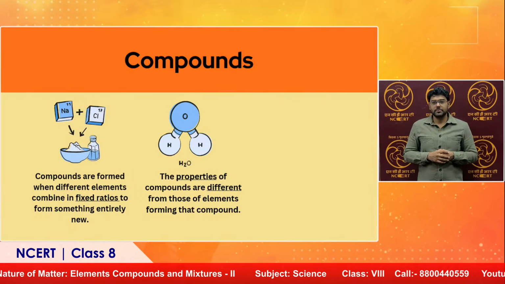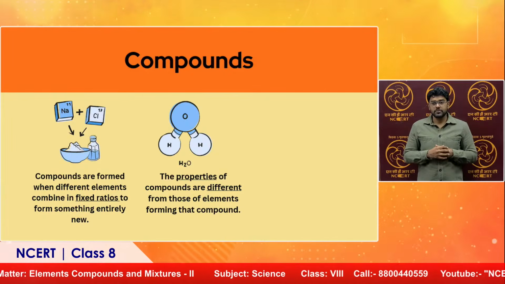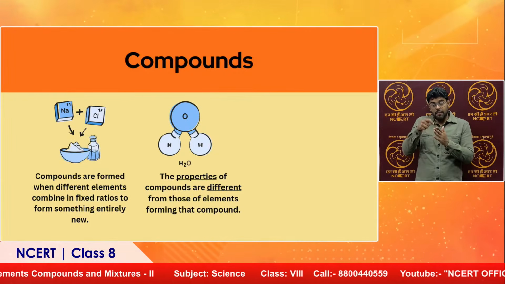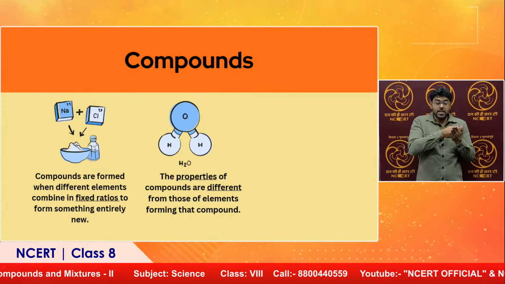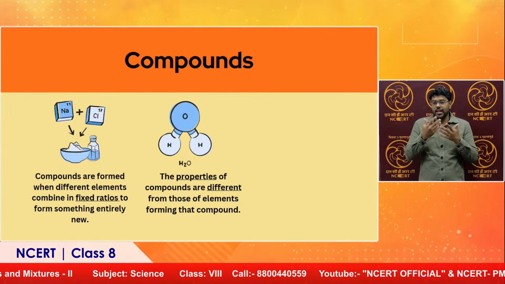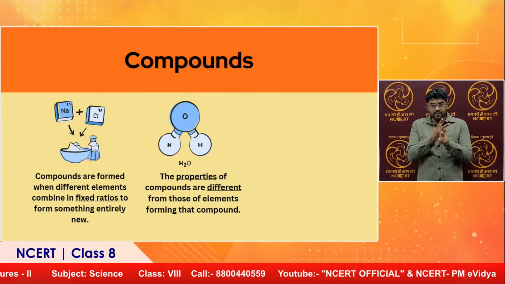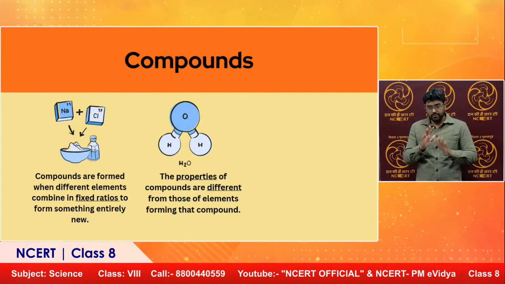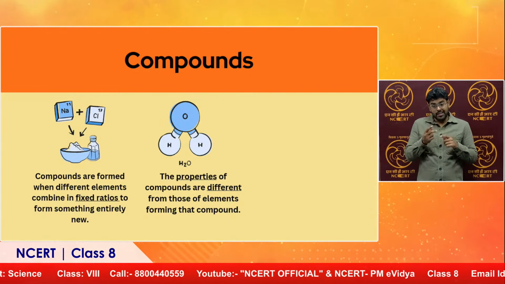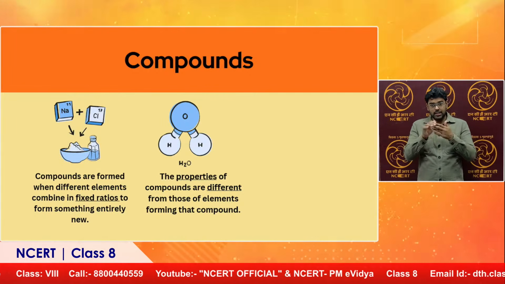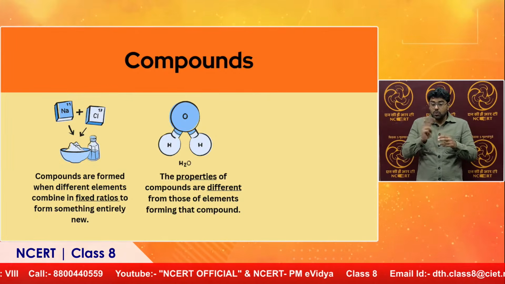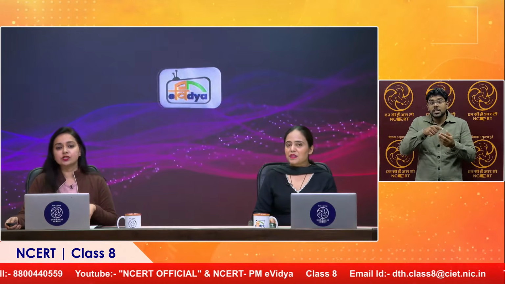Next, the properties of a compound are different from those of the elements forming that compound. Like I have talked of, Na has different properties, Cl has different properties, both are lethal. But when they form NaCl, the properties are completely changed.